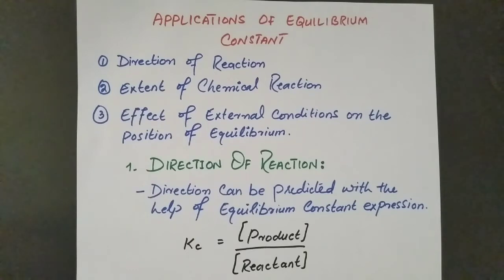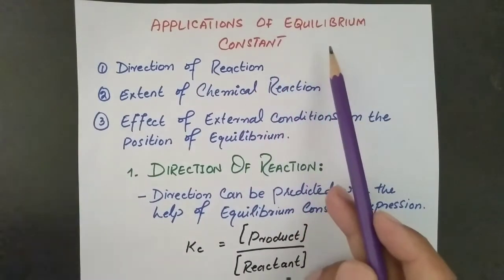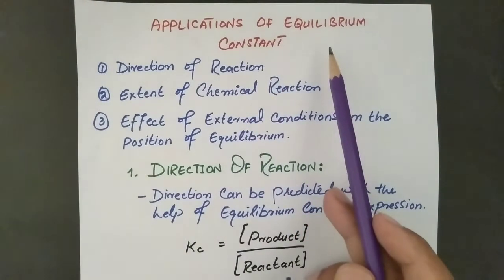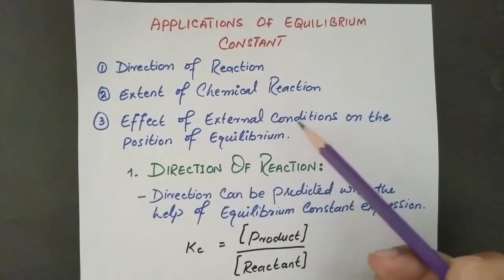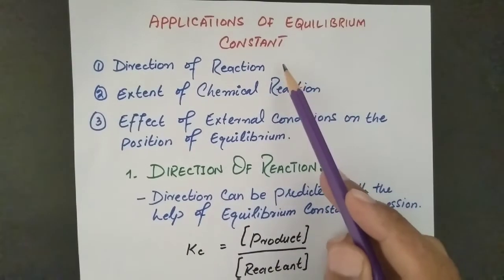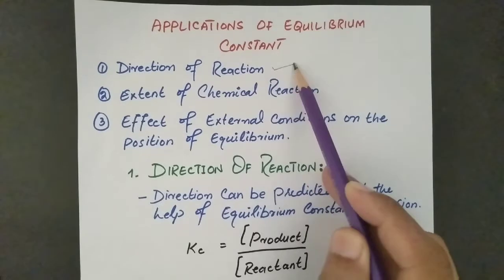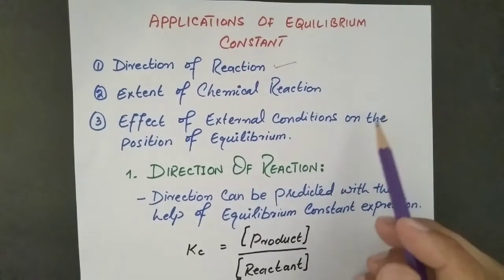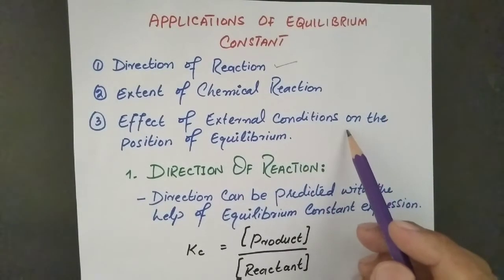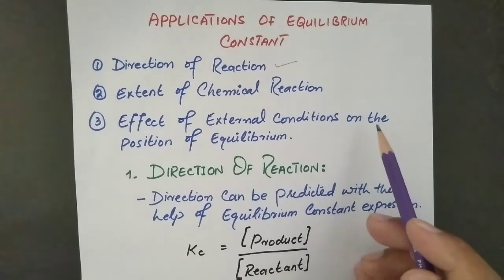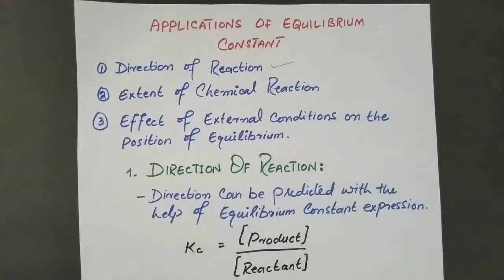Today we are going to discuss applications of the equilibrium constant, where we can apply that equilibrium constant Kc. The three main applications of the equilibrium constant are, first, that with the help of the equilibrium constant you can predict the direction of the reaction, whether the reaction is going in the forward direction or in the reverse direction.